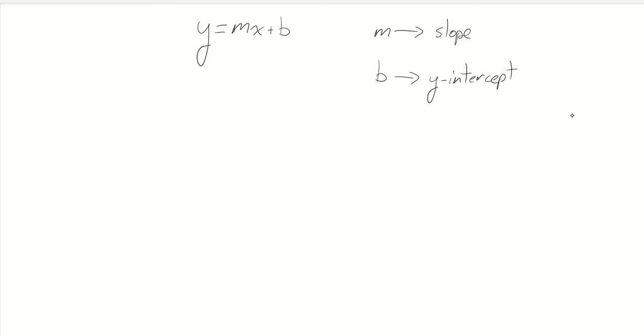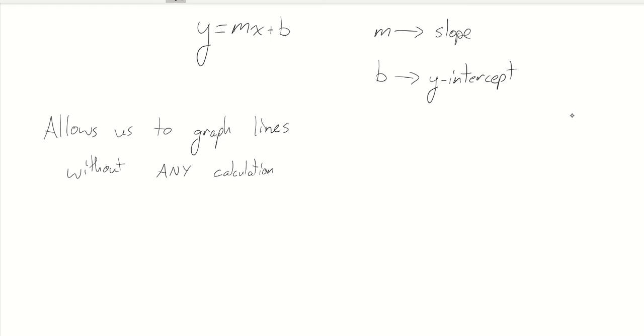And why is that helpful? Because having this knowledge allows us to graph lines without any calculations involved. And that's a very useful thing.